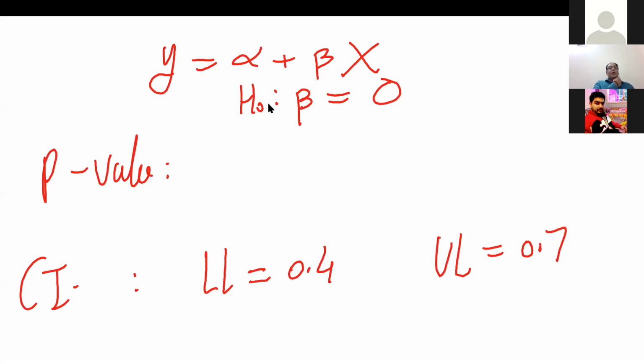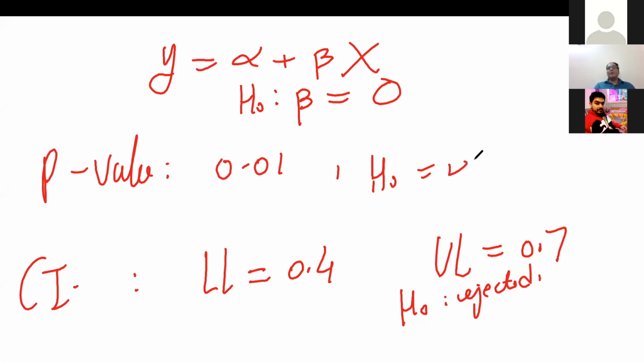Okay, so I am getting only the answer that rejected, right? It means because 0 will not lie between 0.4 and 0.7, so null hypothesis rejected. Okay, and if p value is 0.001, it means null hypothesis rejected.